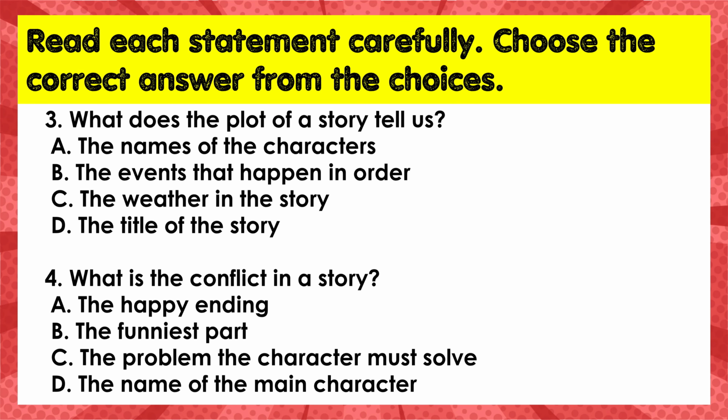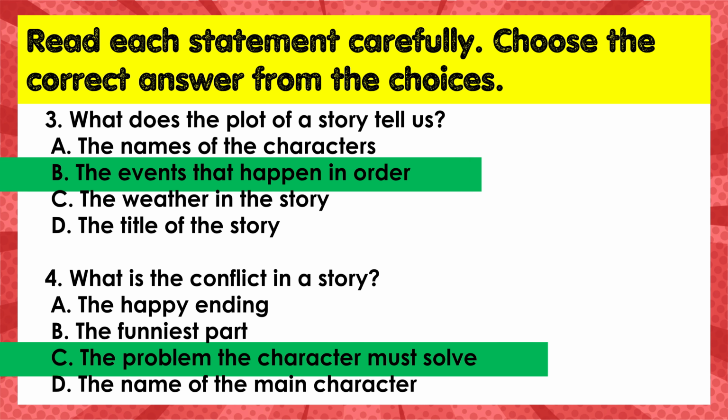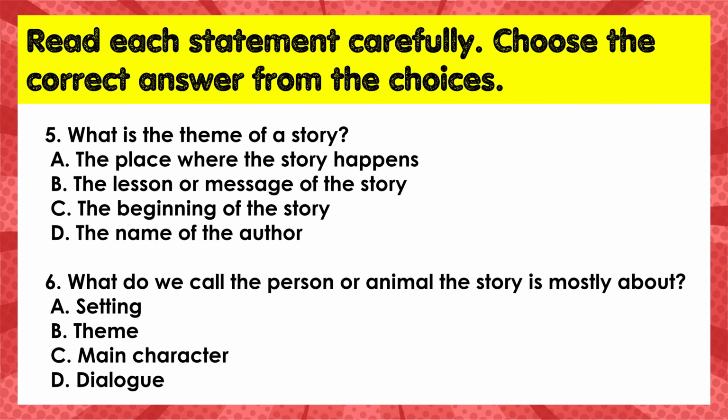Number 3. What does the plot of a story tell us? The answer is letter B. The events that happen in order. Number 4. What is the conflict in a story? The answer is letter C. The problem the character must solve. Number 5. What is the theme of a story? The answer is letter B. The lesson or message of the story.